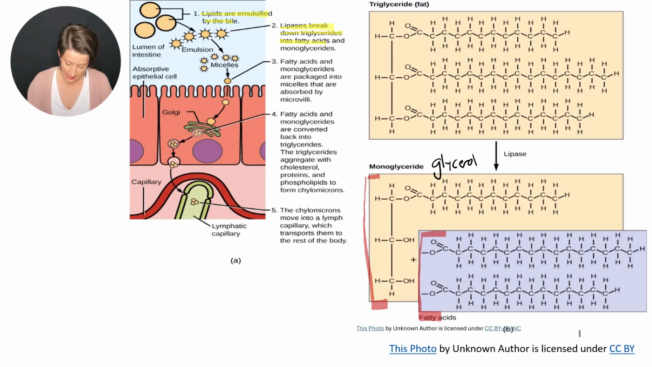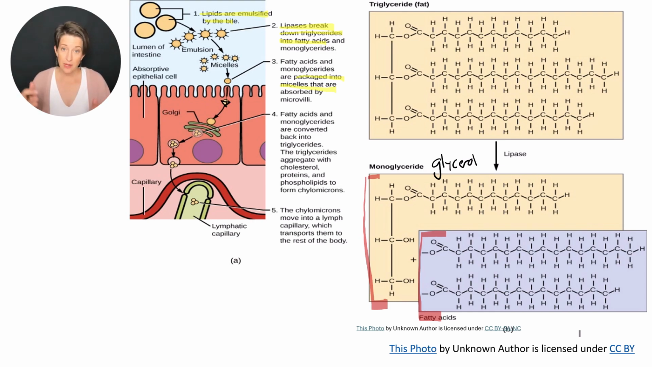The next step is our fatty acids and our monoglycerides and our glycerol. They're going to be packaged into micelles. So micelles are single layered spherical shapes, typically built up by phospholipids. So it's going to have a polar head and nonpolar tails that point inward. That allows these more nonpolar substances to exist in that aqueous environment. So these micelles are much smaller versions of the emulsified lipids with our bile salts.